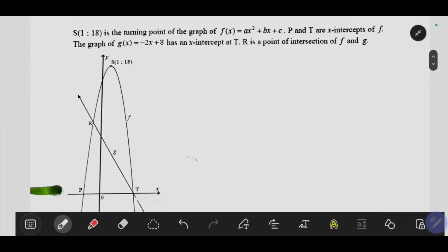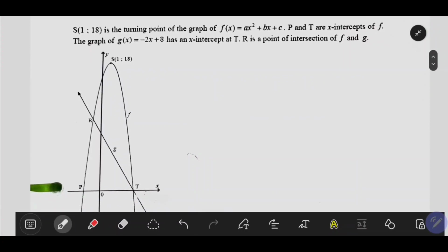Here is our example. We are given S, whereby the coordinate of S is (1, 18), which is the turning point of a graph of f(x) given by the function ax squared plus bx plus c. And then you're given points P and T, which are the x-intercepts of the function f. So the graph of g(x), which is a straight line graph, as you can see, the equation of the straight line graph is given by negative 2x plus 8, has an x-intercept at T, right at that point there.